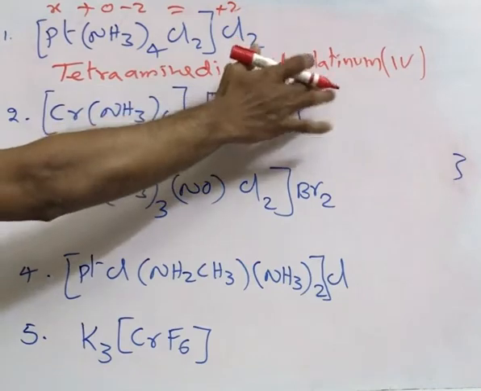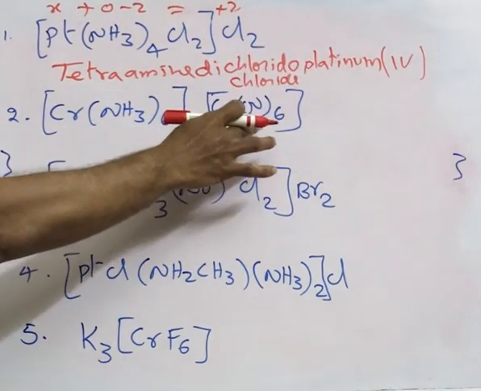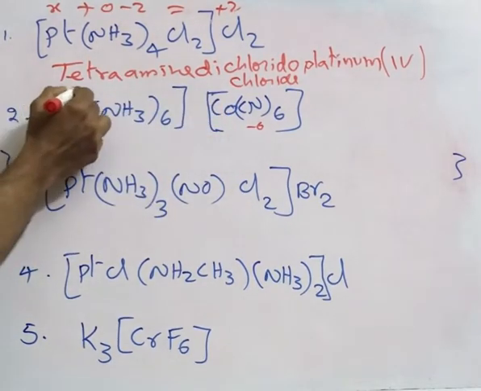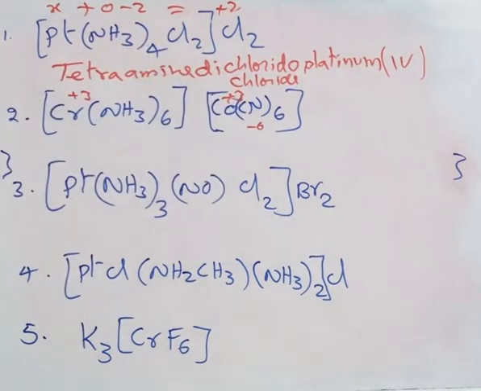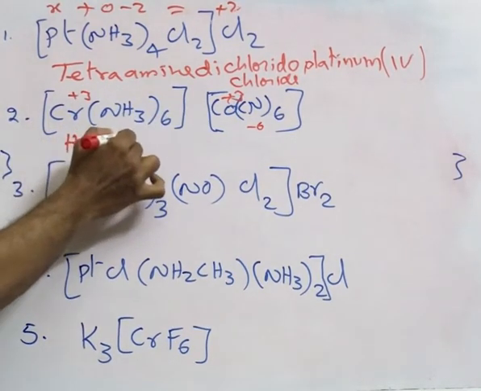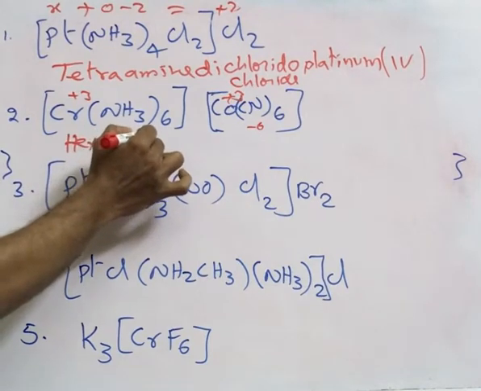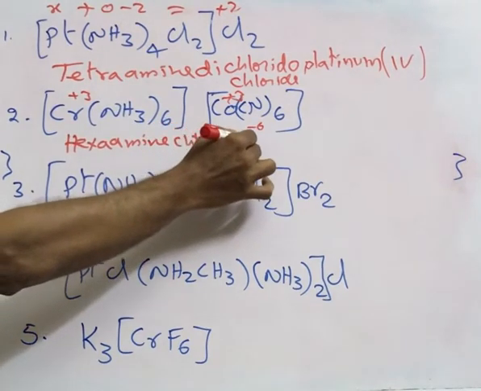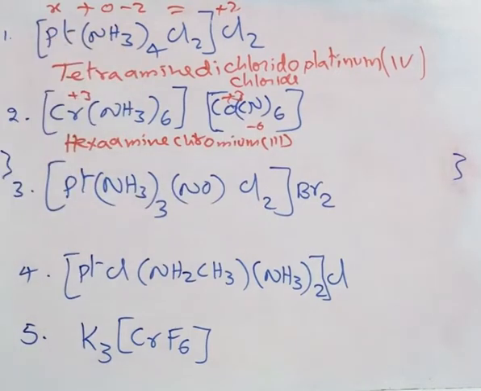So totally 0. Here I have only cyanide ligands, -6. That means the cobalt and chromium should have +6 together. So we can give +3 and +3 mostly. They exist in their stable states, +3, +3. So now you know the oxidation states of those metals. Now we can write the name. What is it? Hexaamine, chromium 3. Hexaamine, chromium 3 we have written.